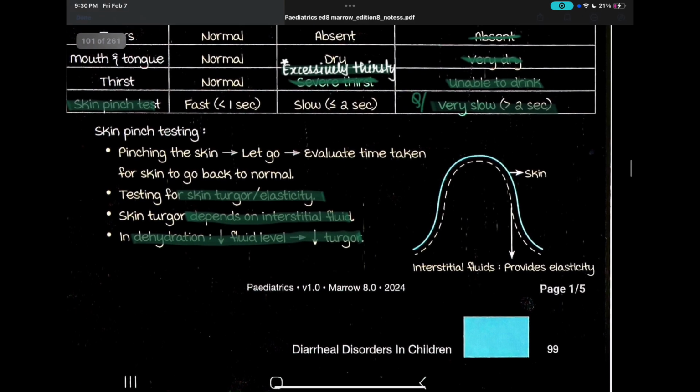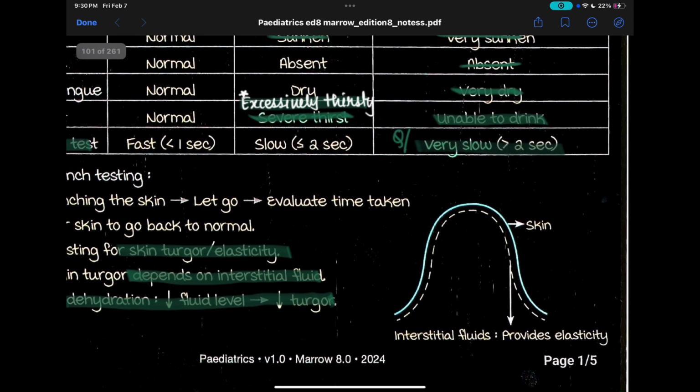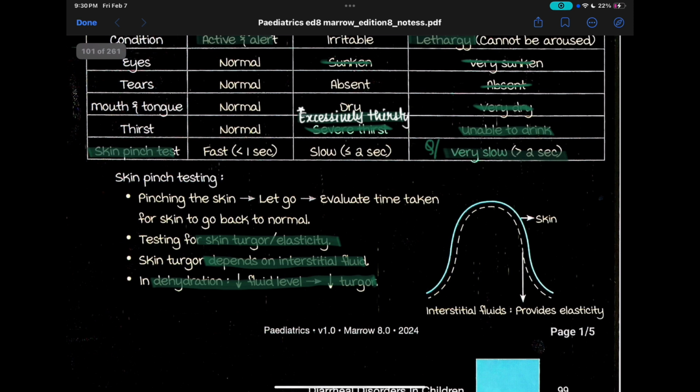Skin pinch testing: pinching the skin, let go, evaluate time taken for skin to go back to normal. Testing for skin turgor and elasticity. Skin turgor depends on interstitial fluid. In dehydration, decreased fluid and decreased turgor.